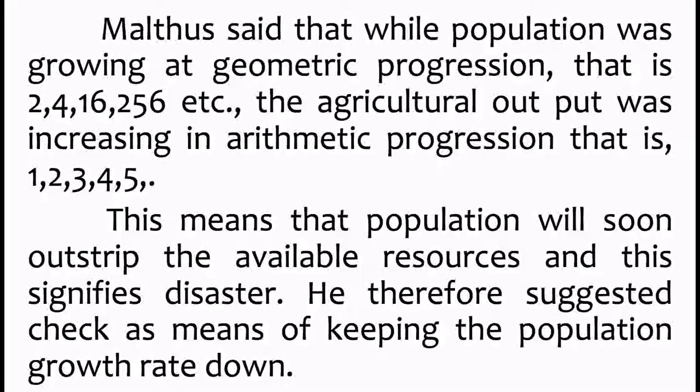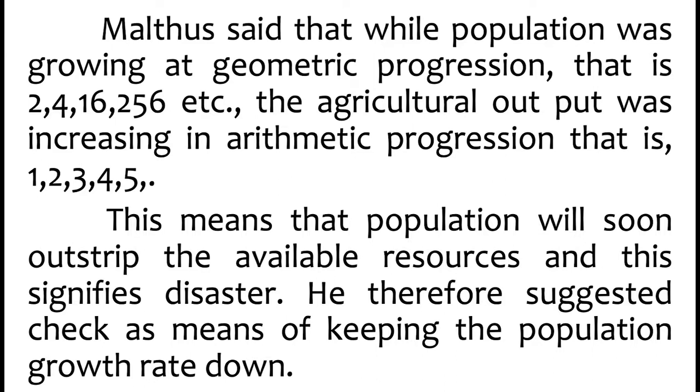We say that Malthus said that while population was growing at geometrical progression, that is 2 times 2, 4 times 4, 16 times 16, 256, and so on, that is geometric progression, agricultural output was increasing in arithmetic progression. You see? That is 1, 2, 3, 4, 5, and so on.